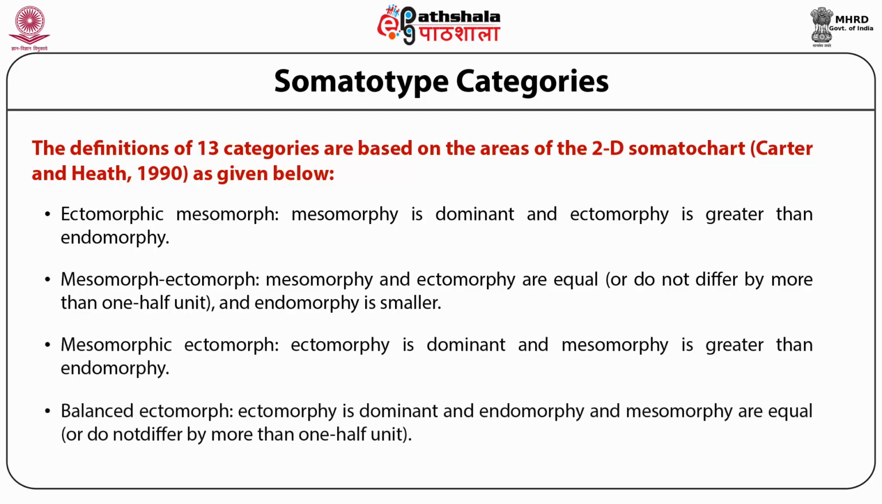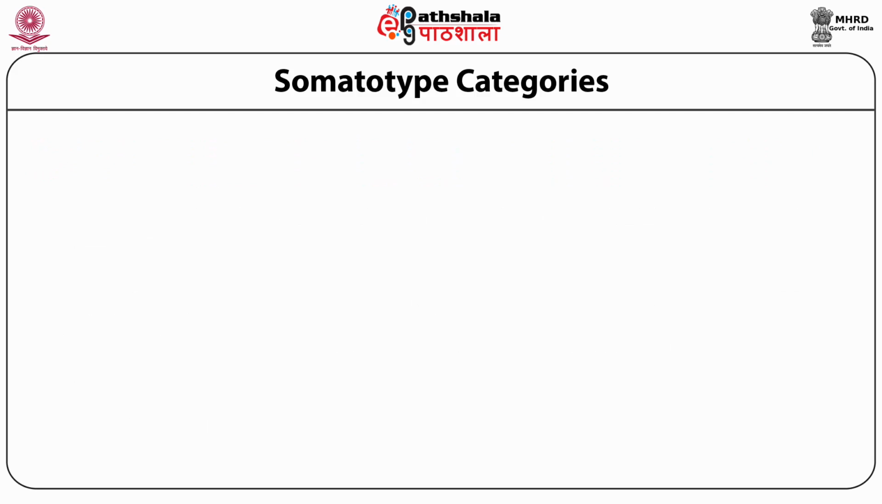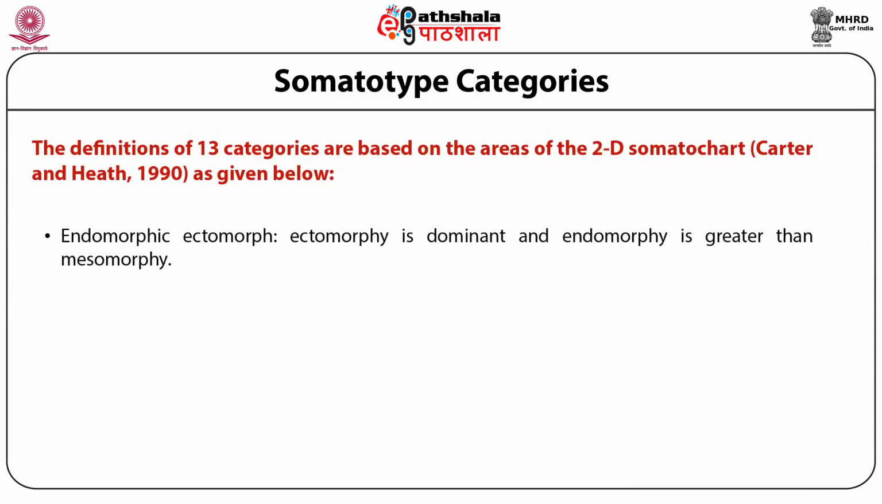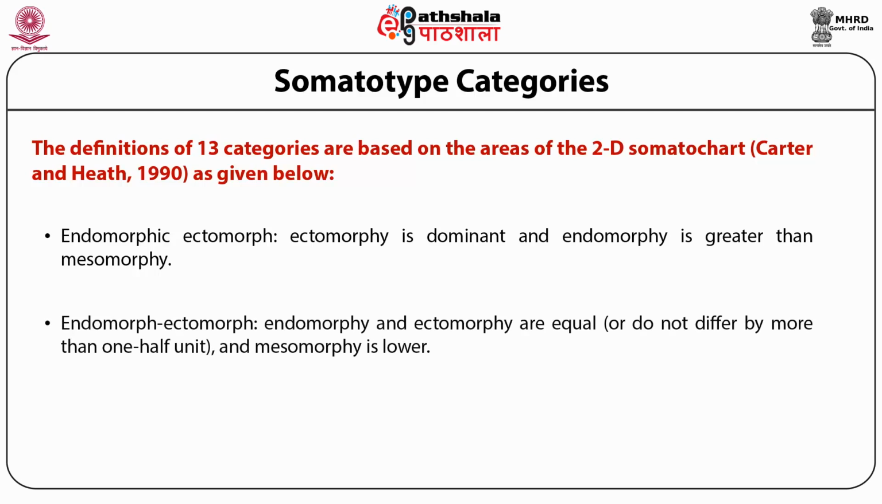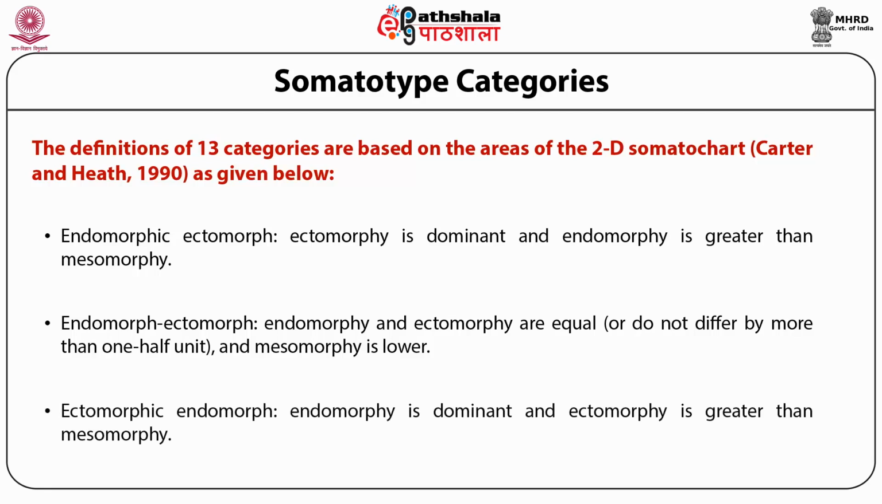In the case of balanced ectomorph, ectomorphy is dominant and endomorphy and mesomorphy are equal. Endomorphic ectomorph: ectomorphy is dominant and endomorphy is greater than mesomorphy. Endomorph-ectomorph: endomorphy and ectomorphy are equal and mesomorphy is lower. Ectomorphic endomorph: endomorphy is dominant and ectomorphy is greater than mesomorphy.